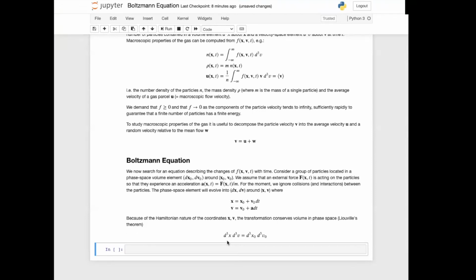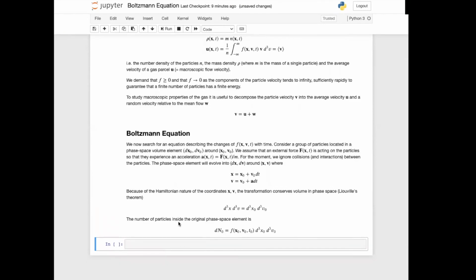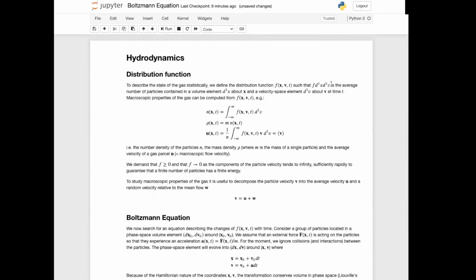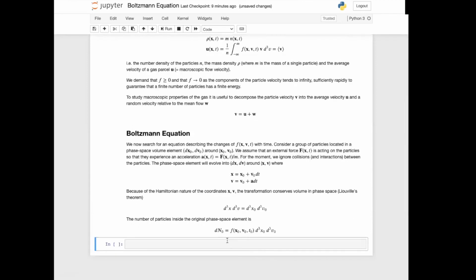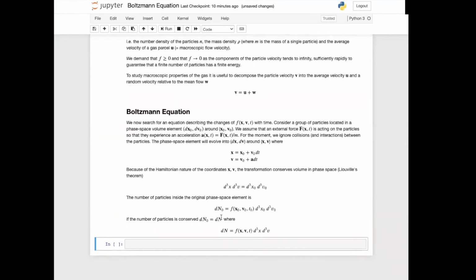We saw that in the Hamiltonian dynamics, that's Liouville's theorem. So we can write that d^3x d^3v is conserved in this transformation. The d^3x d^3v is equal to the initial values, the product d^3x_0 d^3v_0. Now we can define the number of particles that is inside the original phase space element. Remember, we defined the number of particles as the integral in phase space of the distribution function. So the number of particles that is inside this phase space element, the original one, let's call it dn_0. Assuming that the number of particles is conserved, we have that in the new element of phase space, we have dn, and dn is equal to dn_0.